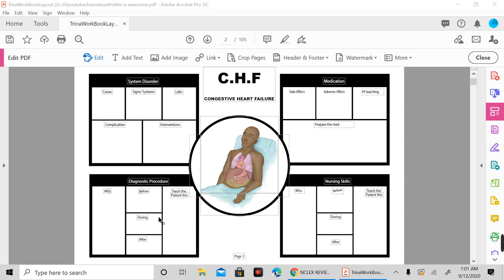This isn't 100%, but this is what you have to do to understand the concept of any system disorder. You have to know the medication. You have to know the diagnostic procedure. You have to know the nursing skill. You even have to know the therapeutic procedure.